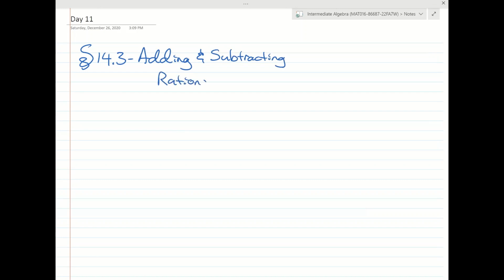So section 14.3. This is going to be adding and subtracting rational expressions.